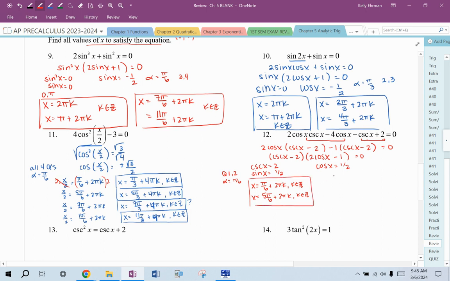All right, and then over here, cosine is positive in quadrants 1 and 4. The reference angle that makes cosine 1/2, well, it can't be pi over 6 because that made sine 1/2, so it's pi over 3. And we've got x equals pi over 3 plus 2 pi k, where k is an integer. And x equals, in quadrant 4, 5 pi over 3 plus 2 pi k, where k is an integer.